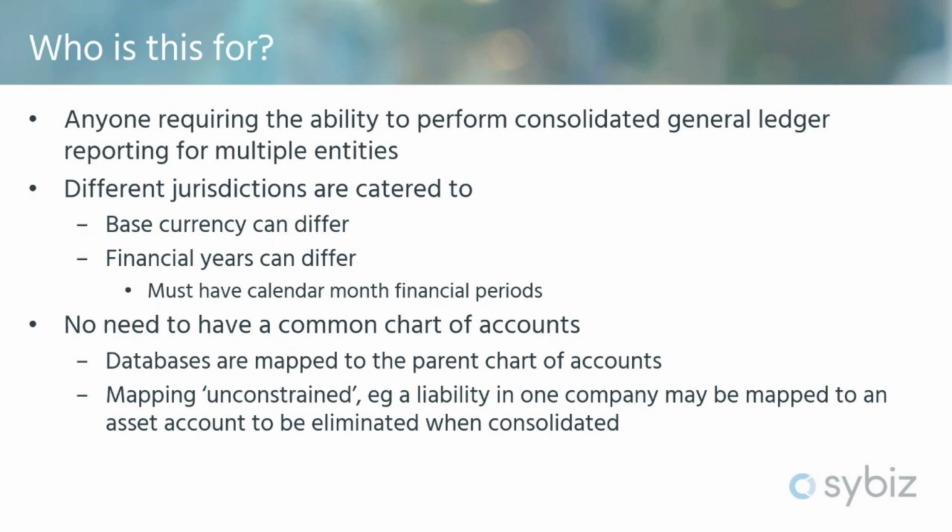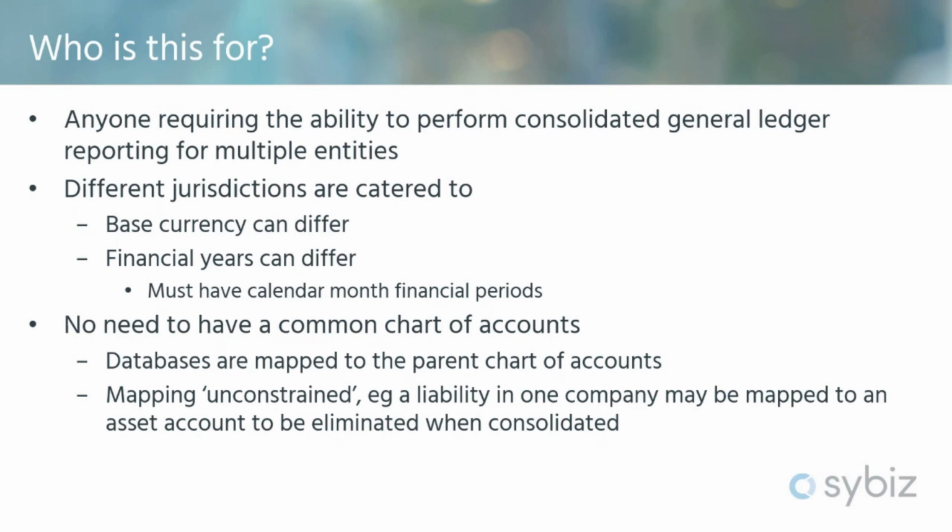Just a couple of the concepts: the databases are mapped to a parent chart of accounts. We'll take you through that process. And the mapping is unconstrained. What that means is that you can have a liability account in one of the subsidiary charts of accounts that actually maps to an asset of the parent, so that you can cross those bounds in terms of the type of account as you push the information up through the consolidated reporting.